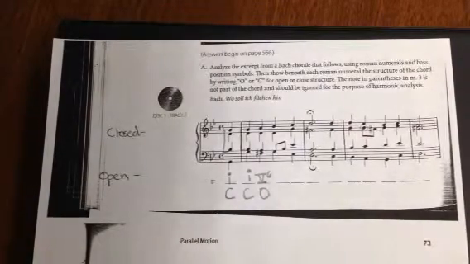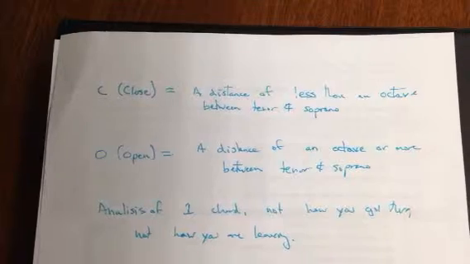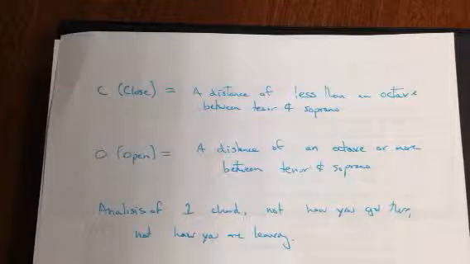So it's important that you understand, first of all, that a closed setting is a distance of less than an octave between the tenor and soprano. It does not matter where the alto is, so that distance needs to be between the tenor and soprano. An open setting is a distance of an octave or more between the tenor and soprano. Again, the alto has to fit within the context of the tenor and soprano, but you are only checking the distance in a single chord.